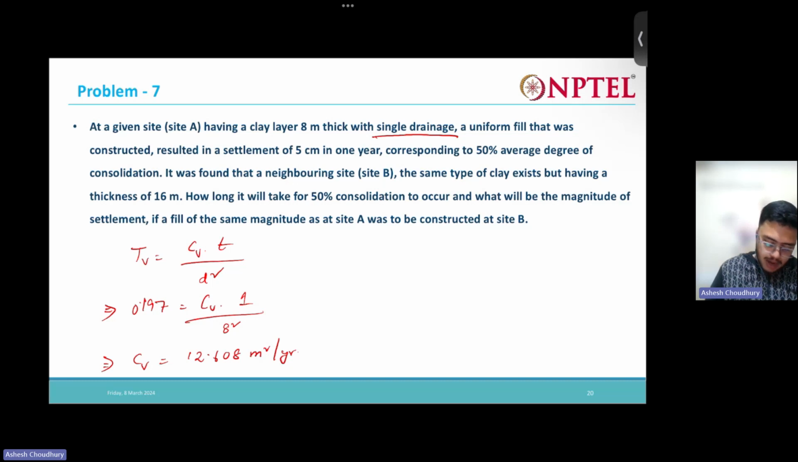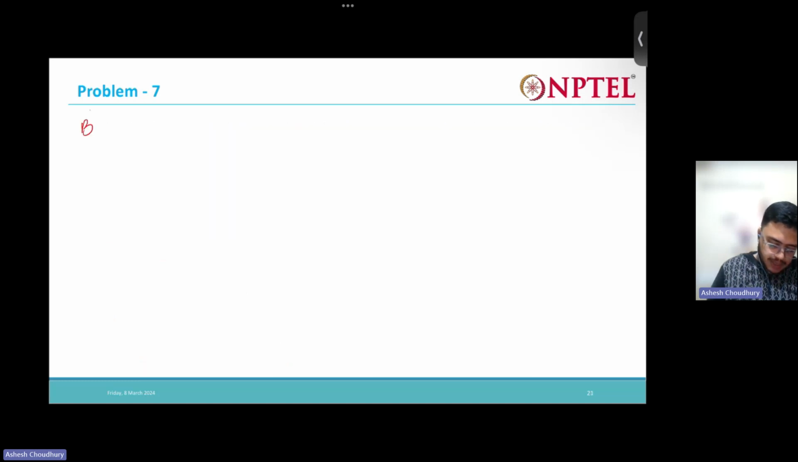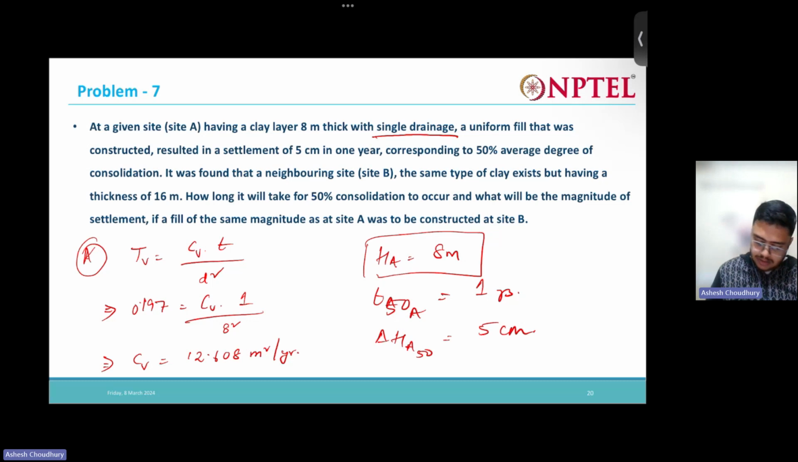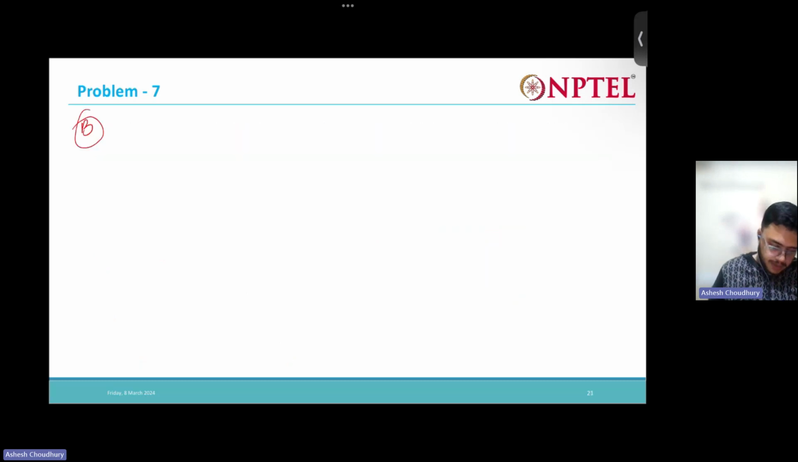Now this is for A side. Now for B side, so HA was what? Thickness was 8 meters, right? Time T50A is 1 year. And delta HA in 50% is 5 centimeter. Okay, this I know. Now for B, what is the thickness of B layer? It's double, 16 meter, right?